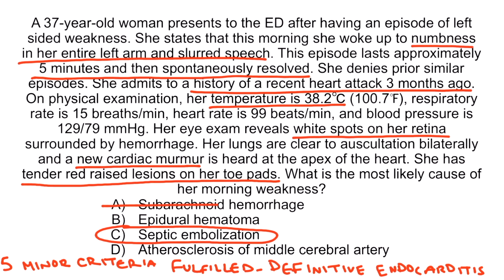Answer choice A, subarachnoid hemorrhage, commonly presents in a patient as the worst headache of their life, or thunderclap headache, and will not resolve after only 5 minutes. Additionally, it would not lead to any of the other systemic symptoms the patient has. Answer choice B is incorrect because an epidural hematoma often occurs secondary to trauma, leading to damage to the middle meningeal artery, which this patient does not have.